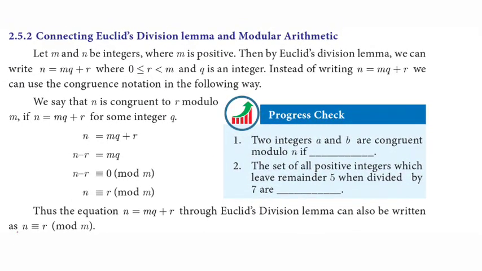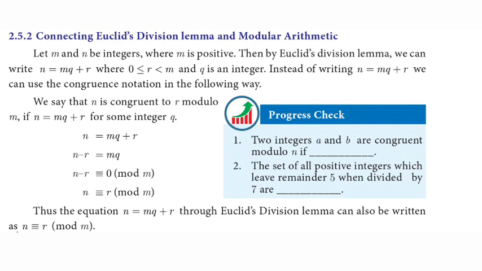Now connecting Euclid's division lemma and modular arithmetic. Let m and n be integers where m is positive. Then by Euclid's division lemma we can write n equal to mq plus r, where 0 less than or equal to r less than m and q is an integer. We say that n is congruent to r modulo m if n equal to mq plus r, for some integer q.